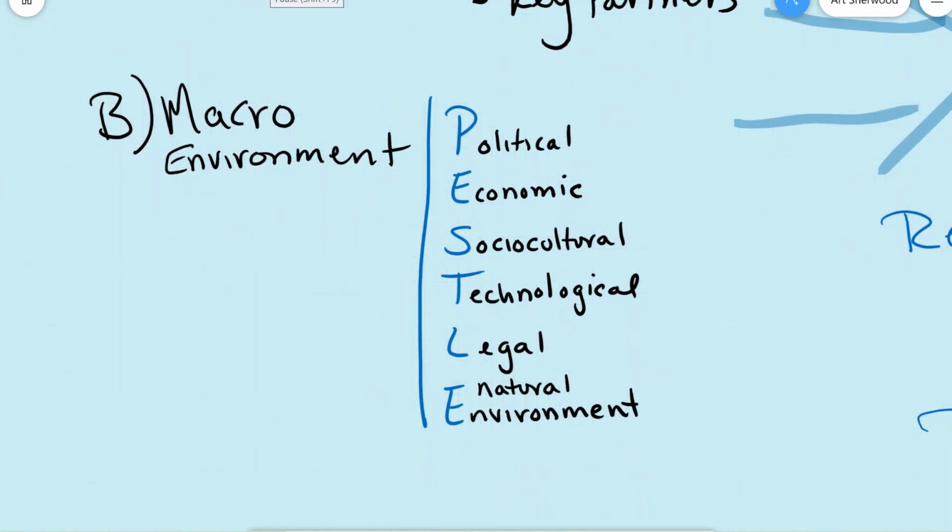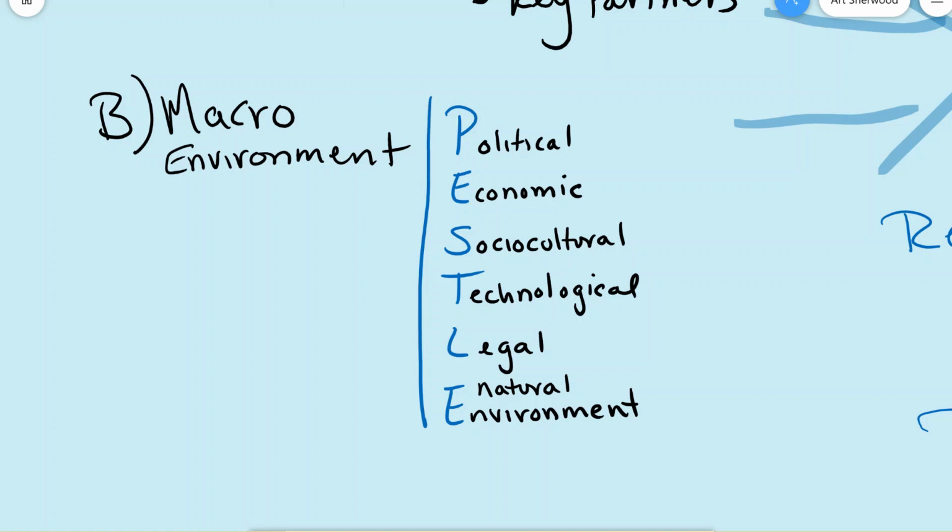Additionally, we want to look at the macro environment. Now, the macro environment is bigger than the micro or industry environment, which of course makes sense. And it applies across industries. Typically when we're doing the micro or industry environment, it specifically is about your industry, where the macro environment might go across industries.